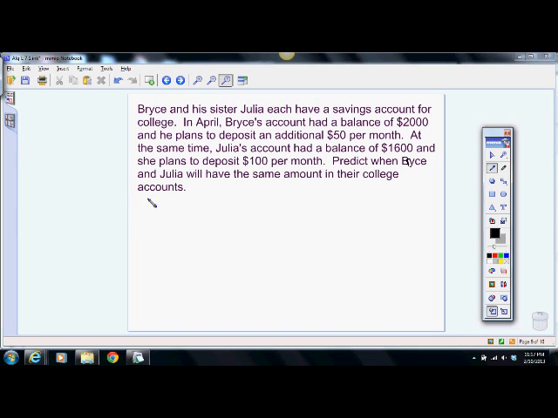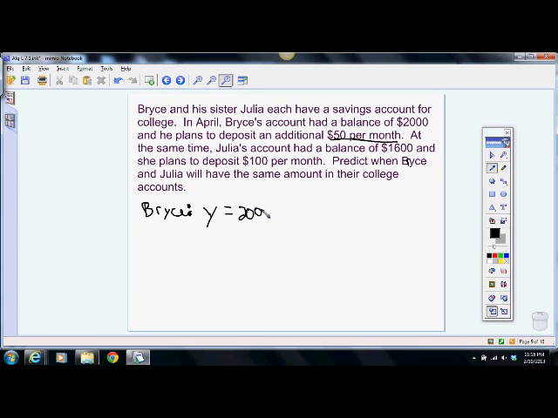Now remember, if we're talking about Bryce, the amount he has in his account is $2,000, and he's adding an additional $50 per month. Remember, we talked about writing equations before. If I'm going to say his balance, y, is going to equal what he has in there, $2,000, plus an additional $50 per month. Remember, when you see that word per, that tells us your slope. That tells us how much it's changing every month. So we're going to write it as 50x.